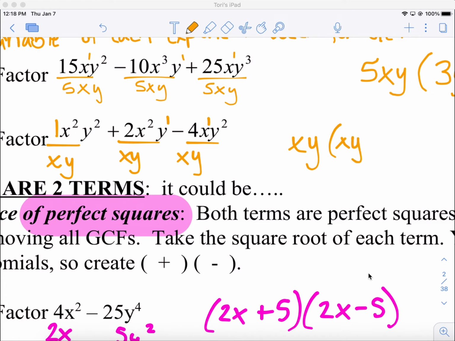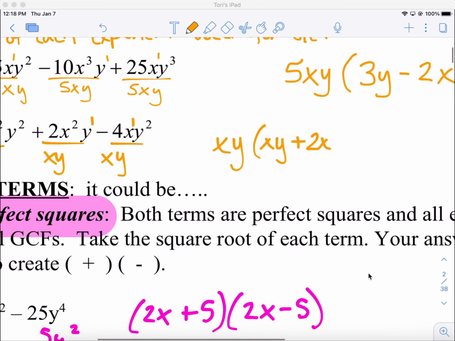Move to the next term. I didn't do anything with the 2. I had 2 x's, I took 1 out, had 1 y, took it out, no more y's. Didn't do anything with the minus 4. Had an x, took the x. Had y squared, took 1 y, so there's still 1 left.